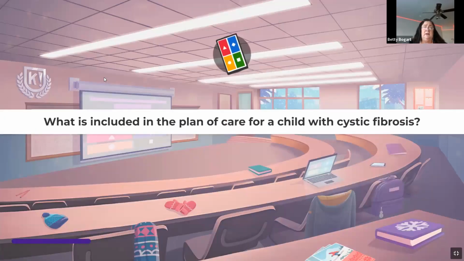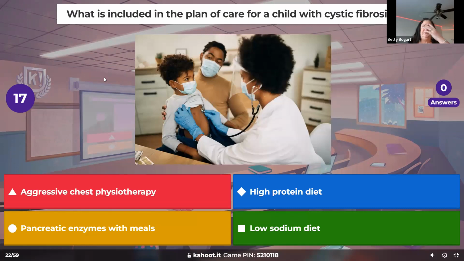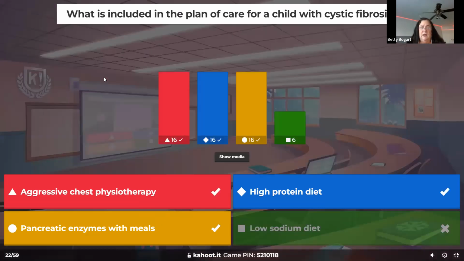A multi-select. What is included in the plan of care for a child with cystic fibrosis? So we have to take care of the chest, and we have to take care of the digestive system. Also, they need high protein in their diet because they are losing other nutrients. Again, it's not a low sodium. They're losing salt in their sweat. They need as much sodium as they can.